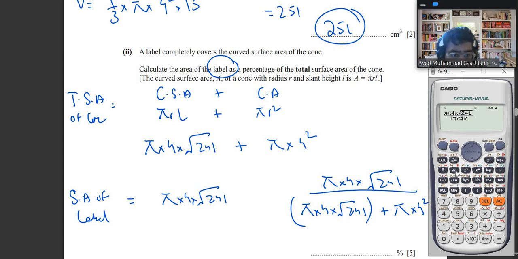Multiply by 4 multiplied by root 241. I'm going to close the bracket plus pi multiplied by 4. Oh, wait, I made a mistake. Pi multiplied by, it's not 2, it's 4 squared. So this is 0.795. Alright.